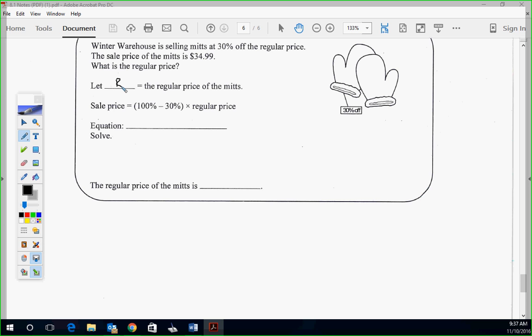They've done this for you this time. 100% minus 30% times the regular price. So the equation would be $34.99, that's the sale price, equals 0.7 for 70 times R. Okay, and again, we'll divide by 0.7. The regular price of the mitts is, so we'll say 49.99. I think that is what it was probably supposed to be. 49.99. Okay.